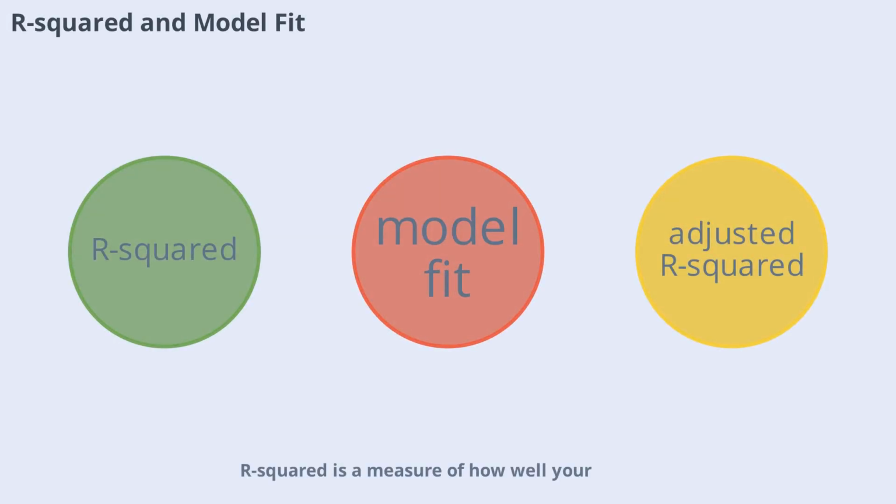R-squared is a measure of how well your regression model explains the variation in the dependent variable. It ranges from 0 to 1, with higher values indicating a better fit. However, adding more variables will always increase R-squared, so it's important to also look at adjusted R-squared, which accounts for the number of predictors. Good model fit means your model captures the main patterns in the data without overfitting.